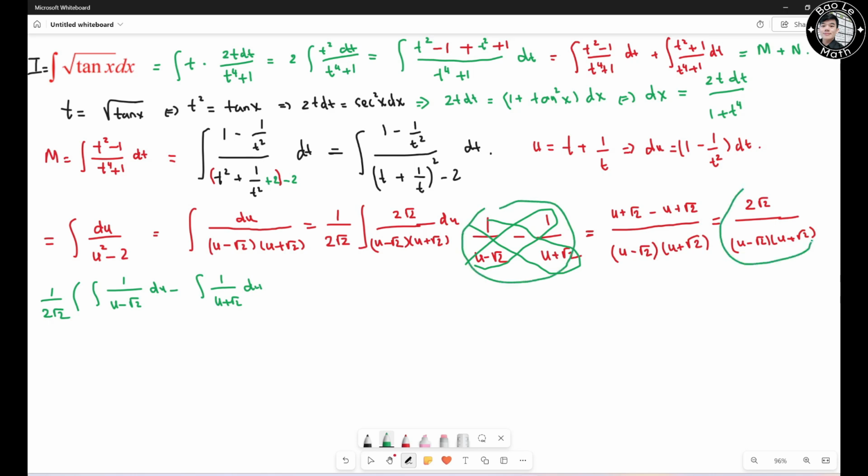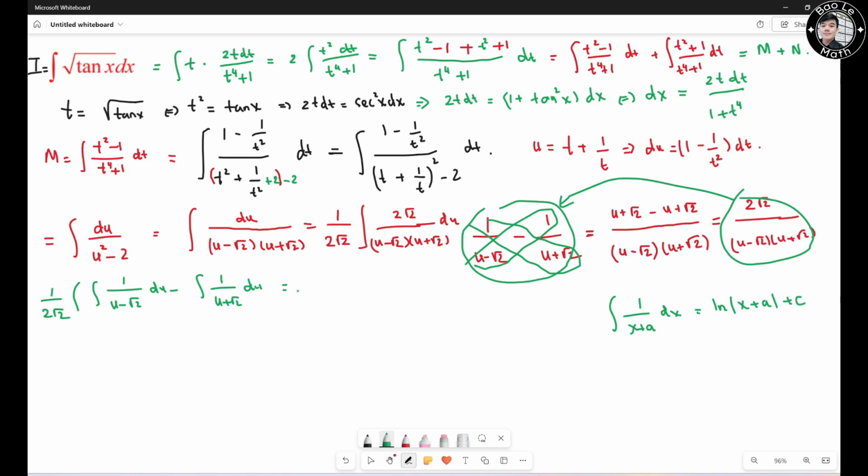Right, I just decompose this one to this one. Alright, so keep in mind the integral of 1 over s plus a ds is going to be natural log absolute value of s plus a plus c, right?